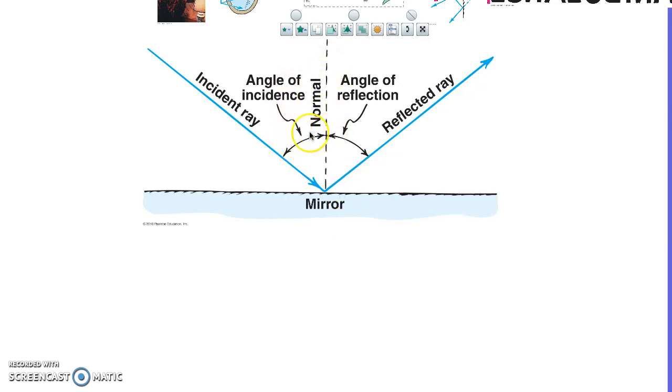And between the incident ray and the normal is the angle of incidence, and over here between the reflected ray and the normal is the angle of reflection. And these angles will always be the same as it reflects off.